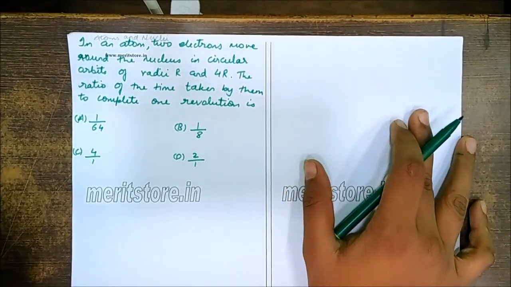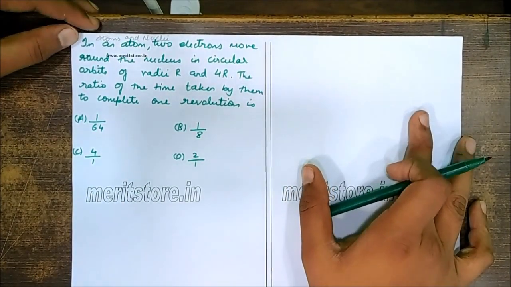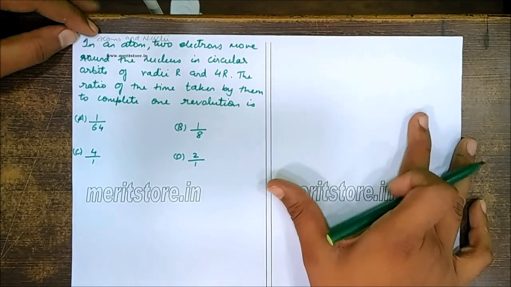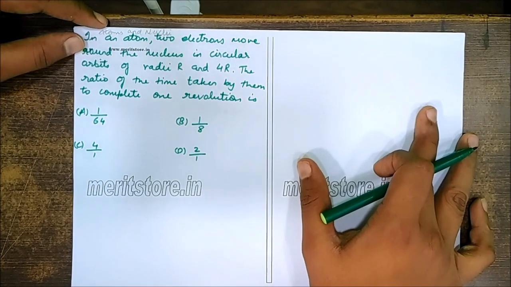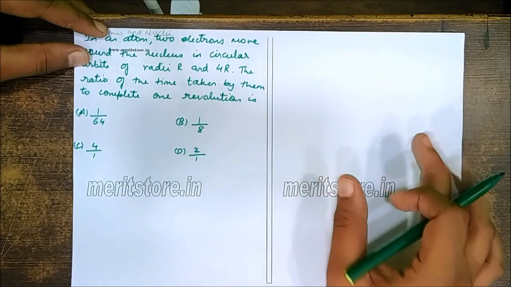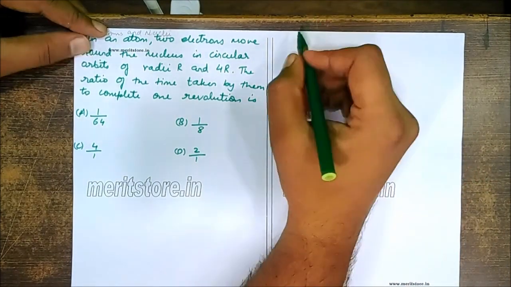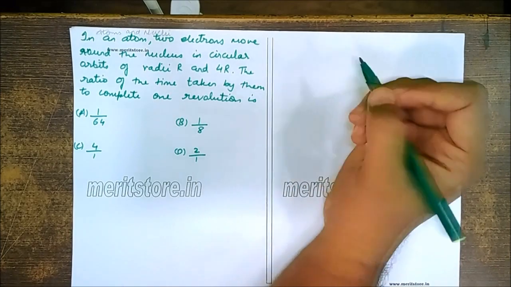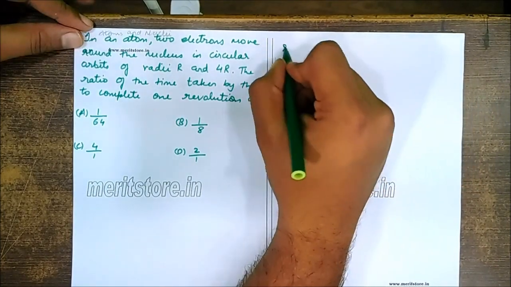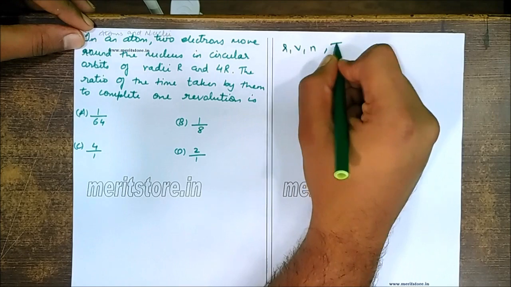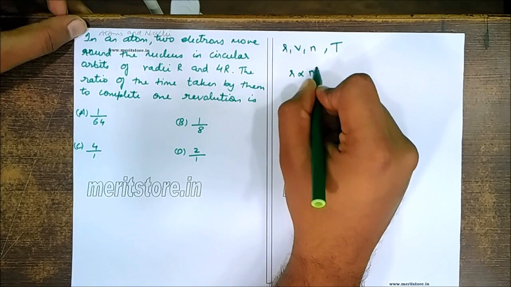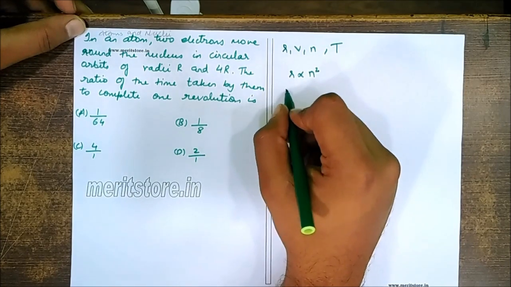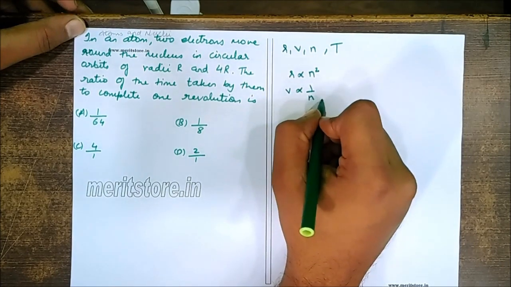The next chapter is atoms, molecules and nuclei. The first question, in an atom, 2 electrons move round the nucleus in a circular orbit of radii r and 4r. The ratio of the time taken by them to complete one revolution. Okay, so we need relation between r, velocity, and number of revolutions over here. So r, v, n, and also time period. We all know that r is directly proportional to n square and v is inversely proportional to n.